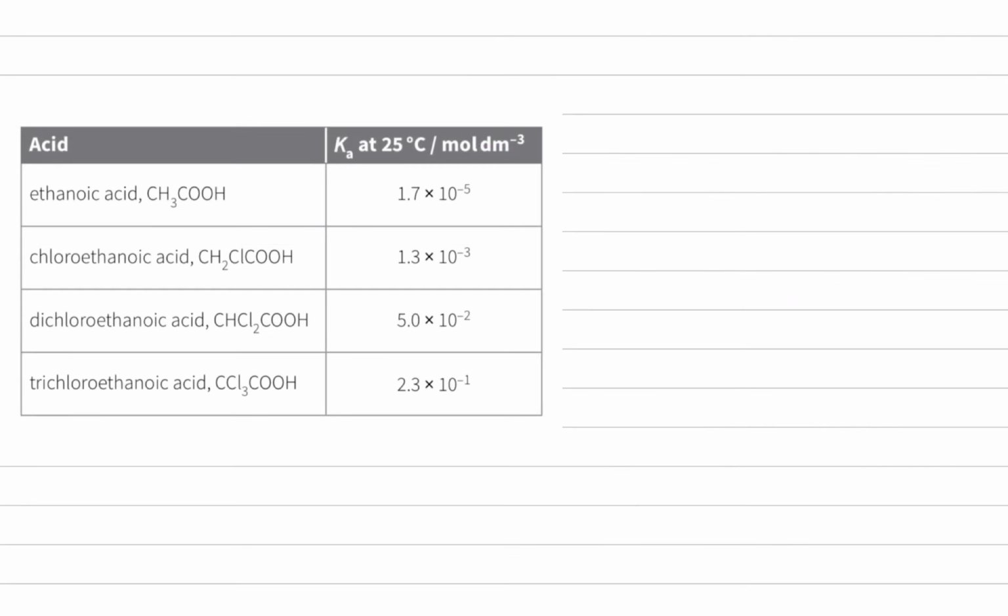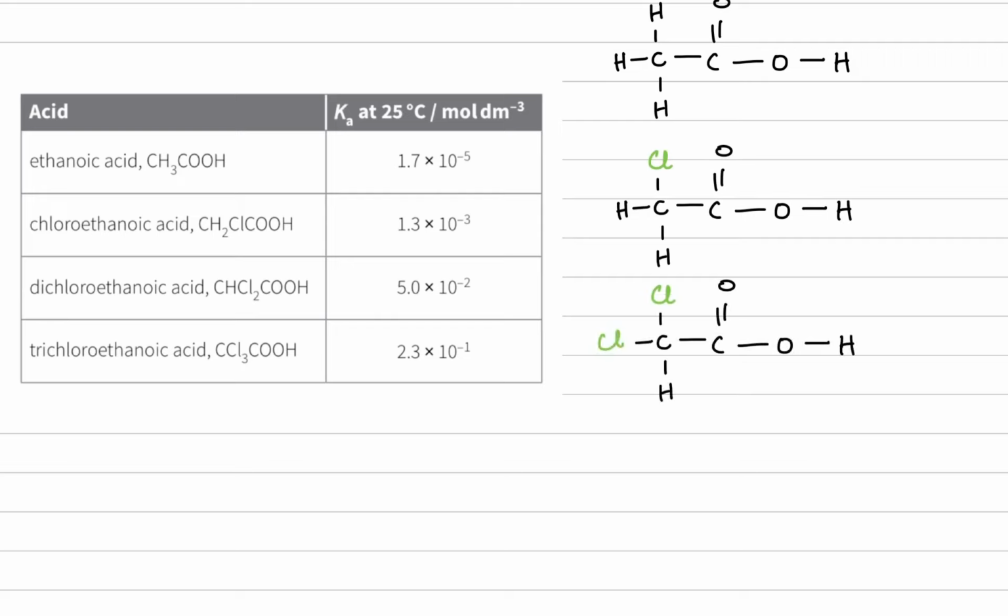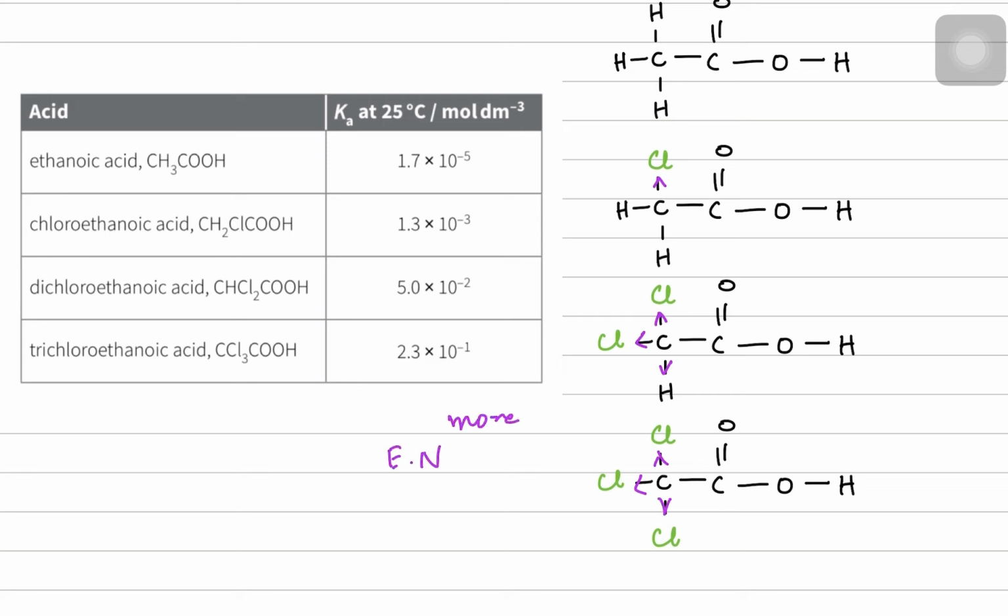So acid molecules with more electronegative atoms dissociate more. Compare these 4 acid molecules. Each time I am adding one more chlorine atom on the second carbon. You can see their Ka values at 25 degrees Celsius. With more and more electronegative atoms, more negative inductive effect is observed. So that is point number 1.